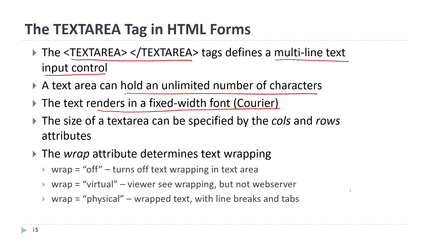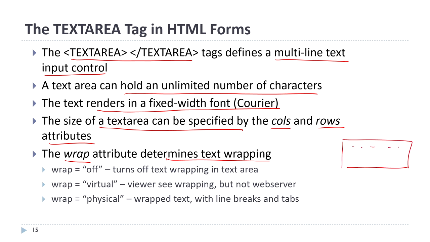So by default, it renders in that way. And the size of the text area, the user can specify by using the columns and rows attributes. And then there is a wrap attribute, which determines whether you should allow text wrapping. Text wrapping means that when you're typing something here, the text should wrap here. If you turn it off, then there is no text wrapping.